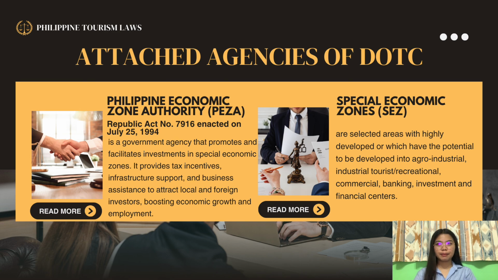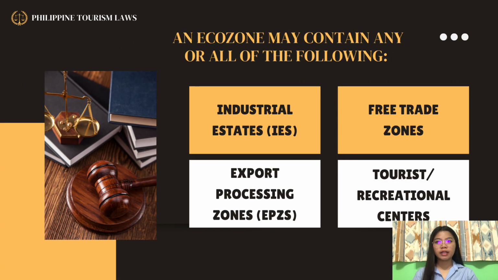Next, we have the Special Economic Zones, or SEZ. They are selected areas with highly developed or which have the potential to be developed into agro-industrial, industrial, tourist or recreational, commercial, banking, investment, and financial centers. So the term special economic zones, hereinafter referred to as the eco zones, are selected areas with highly developed or which have the potential to be developed into agro-industrial and financial centers. An eco zone may contain any or all of the following: the industrial estates, export processing zones, free trade zones, and tourist or recreational centers.